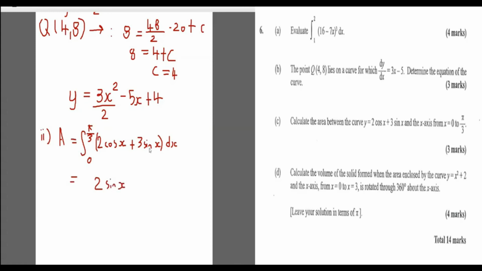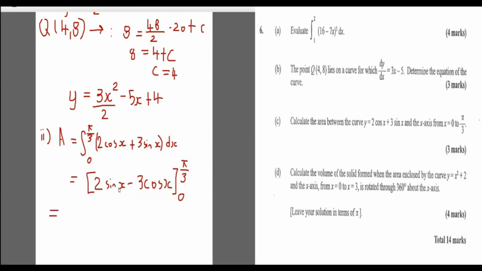Now, when you integrate sine, you get minus cos. So this works out to be minus 3 cos x. And the region that we're integrating is from 0 to pi by 3. So first thing we need to know is what is sine of pi by 3. We'll put in this now.